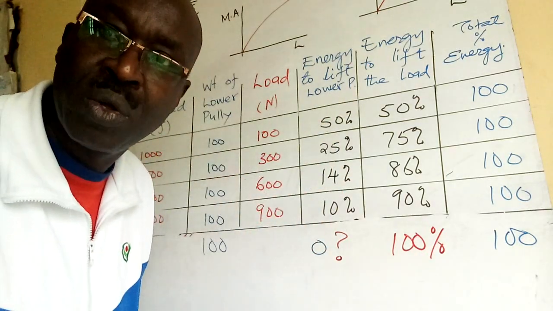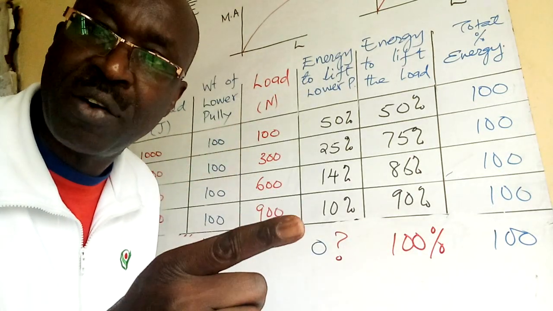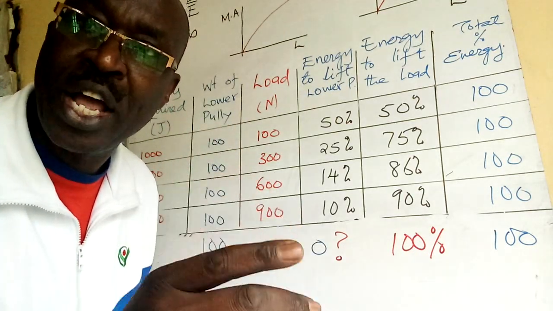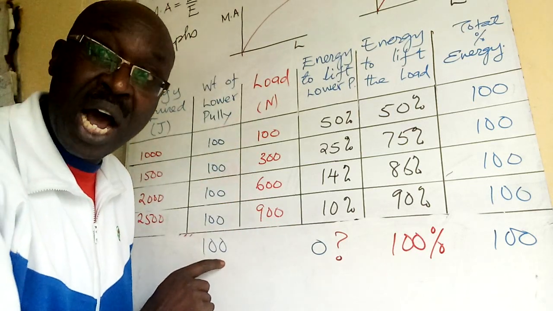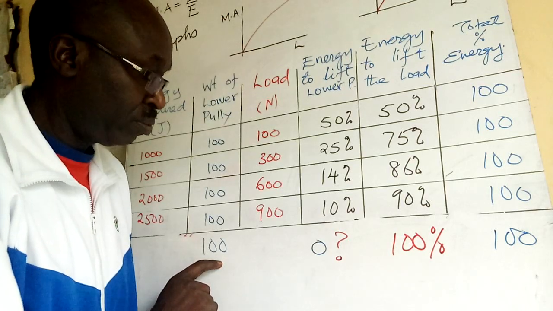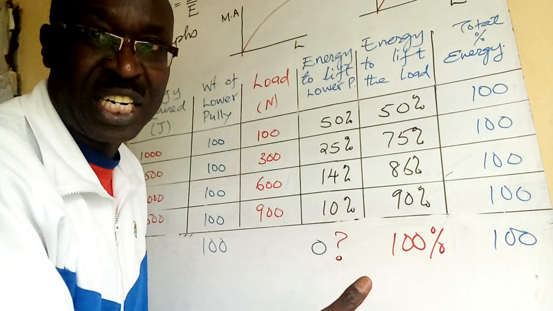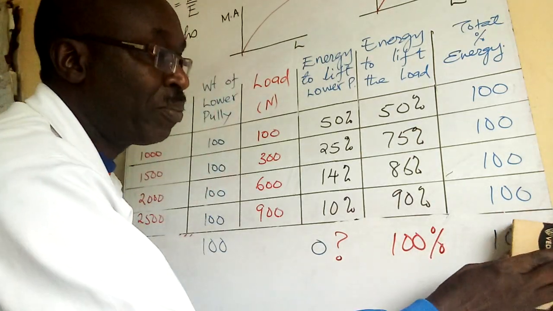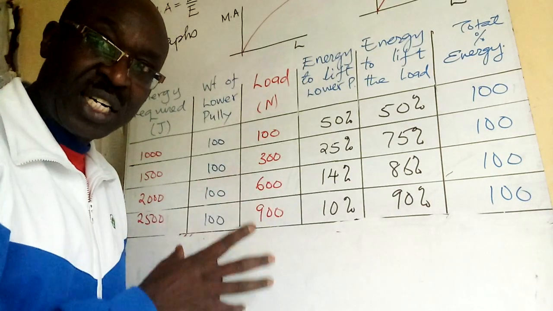It has to be low. Why? Because two things. There is friction we have to overcome and the weight of the lower pulley. The weight of the lower pulley has to come into play. It adds to our load. Okay? So it cannot be 100%. So I'm going to continue. I want you to get this first and study it.